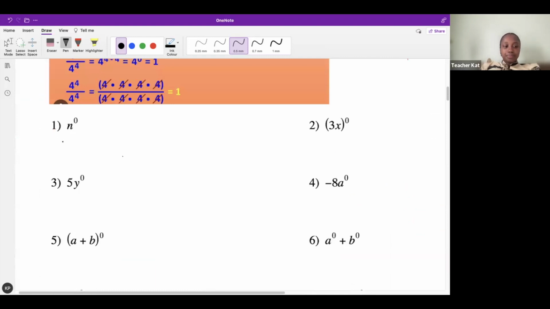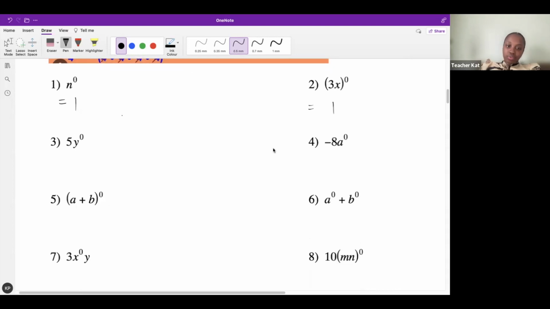Number 1, what is my answer? 1. N to the power of 0 is just 1. Number 2, what is my answer? 1. Okay, we're on a roll. Number 3, is the answer 1? No, it's 5 because only the y has the exponent of 0, right? So this will be 5 times 1, which is 5.